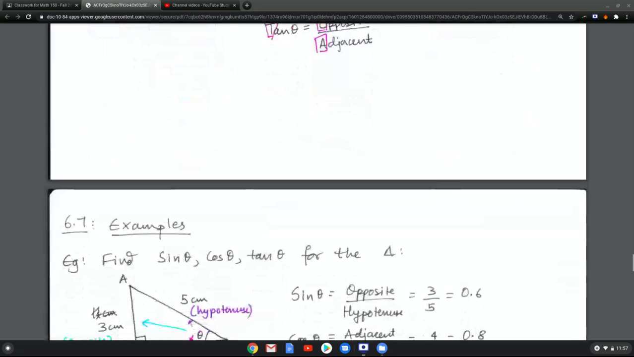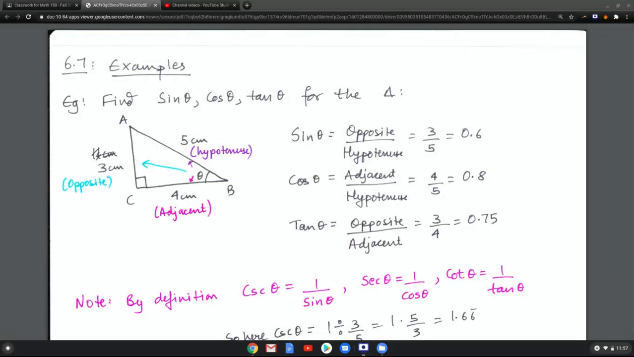Moving on, example. Let's say you're given a right triangle with the sides 3, 4, and 5. Five is the hypotenuse. With respect to theta, the opposite is 3, and the adjacent is 4. The sine theta is opposite over hypotenuse, which is 3 over 5, or 0.6. Cosine theta is adjacent over hypotenuse, 0.8. And tangent is 3 over 4, which is 0.75.